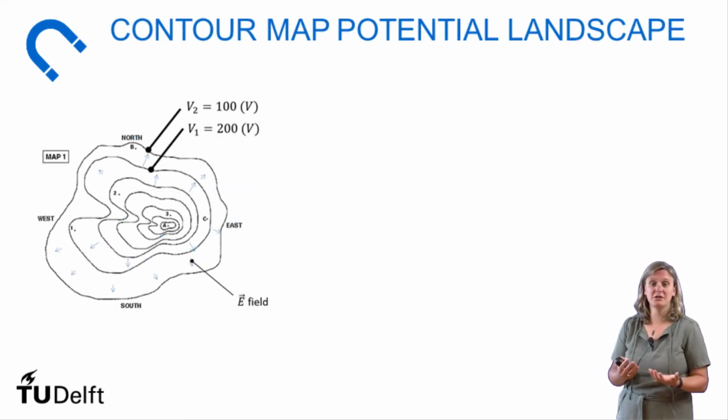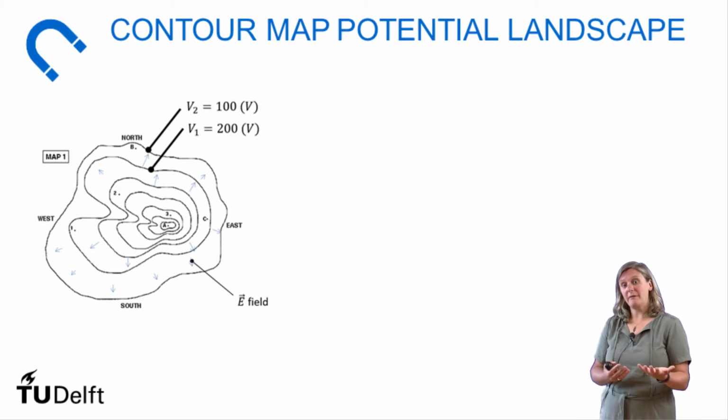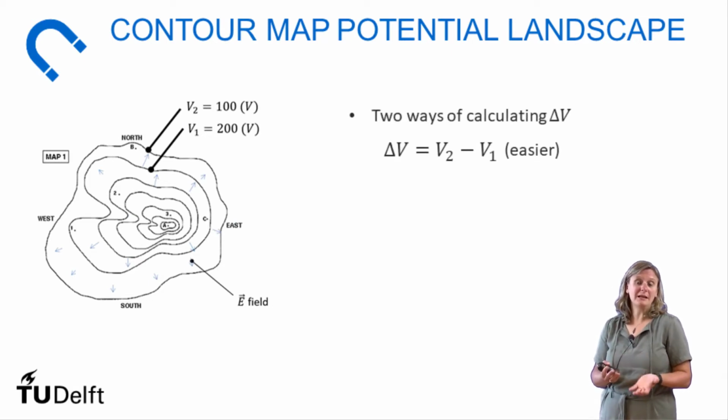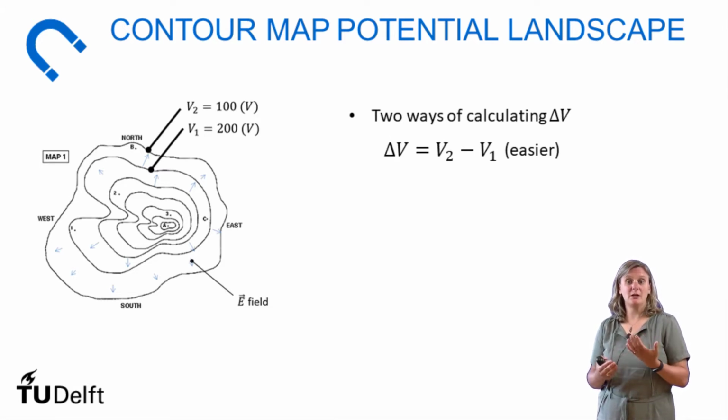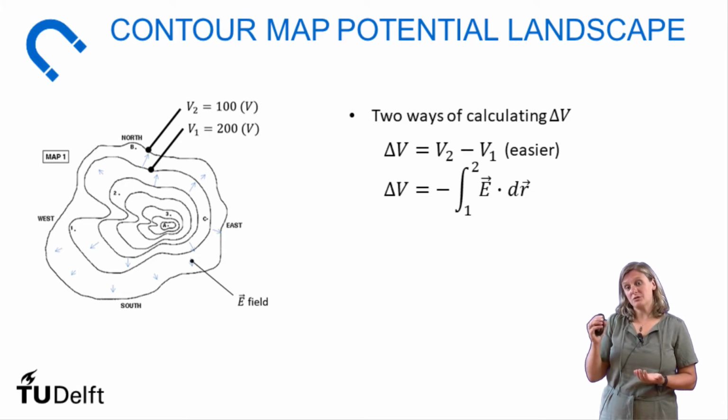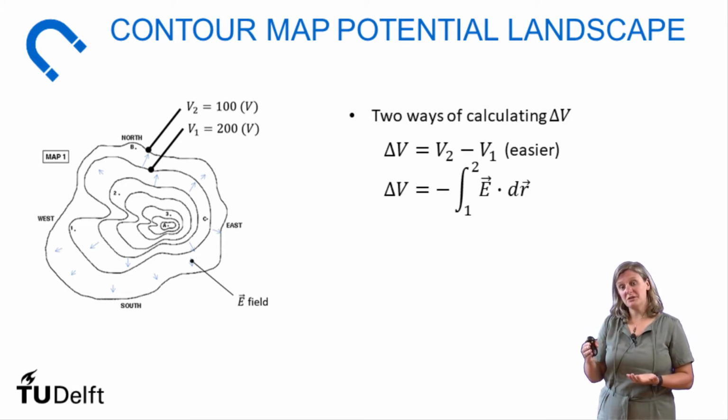Now if we want to calculate a potential difference from this map, we could simply subtract the potential at location V2 minus V1, and we know what the potential difference is. But we could also take the integral over all the derivatives of E, so the slope of this potential landscape, and multiply that with the distance we've traveled.